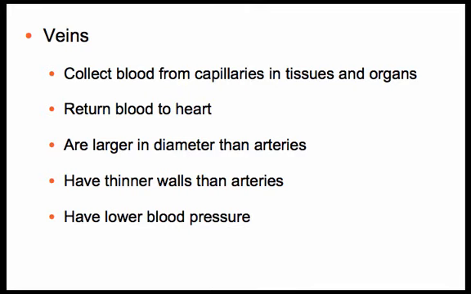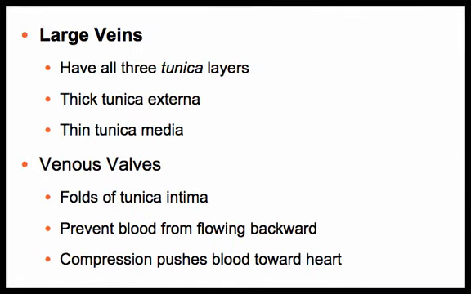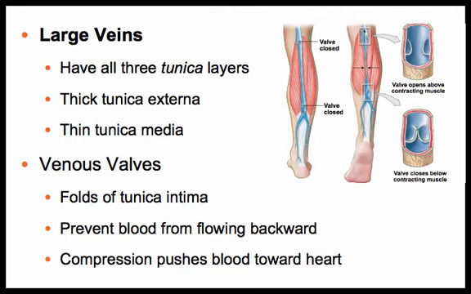Their diameter is larger than arteries, and they have thinner walls than arteries. Veins also have lower blood pressure than arteries. The large veins have all three of the tunica layers. They have a thick tunica externa and a thin tunica media. Large veins contain venous valves that are folds of tunica intima. These valves prevent the backward flow of blood. Compression of the veins by skeletal muscles pushes blood toward the heart.